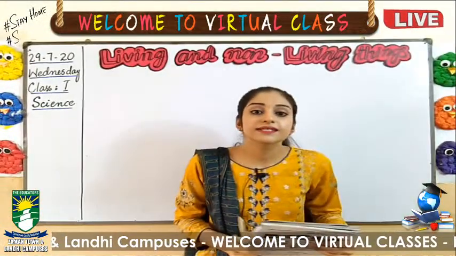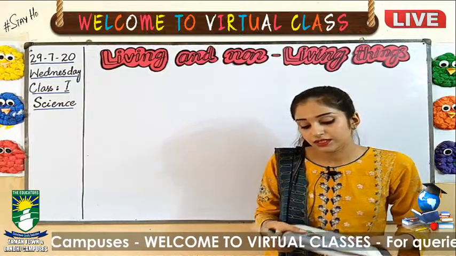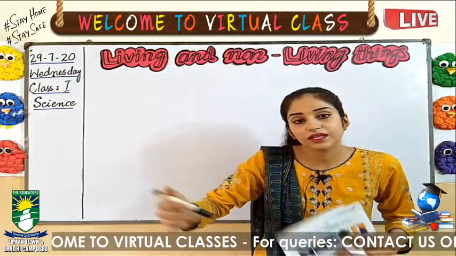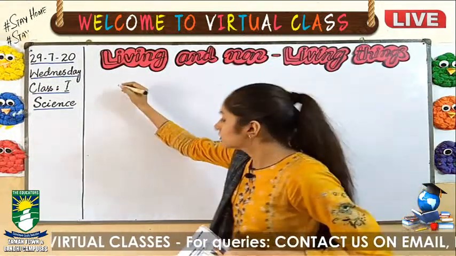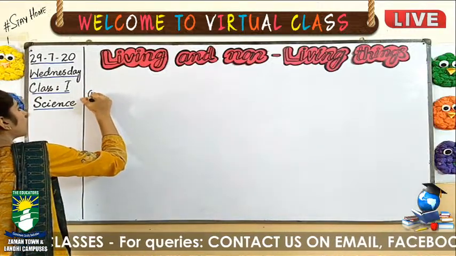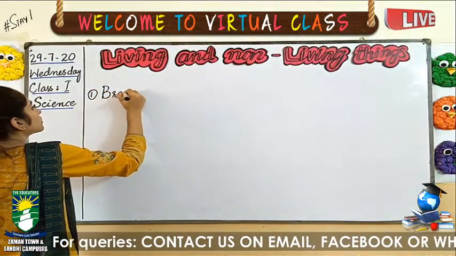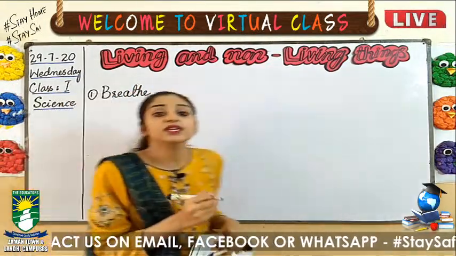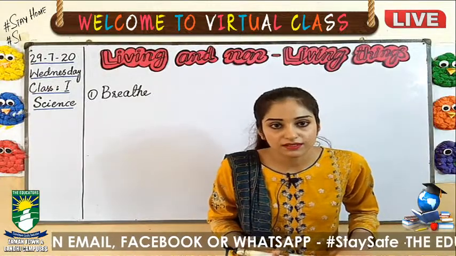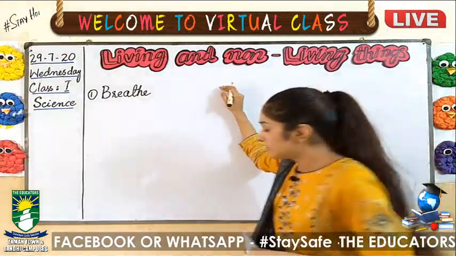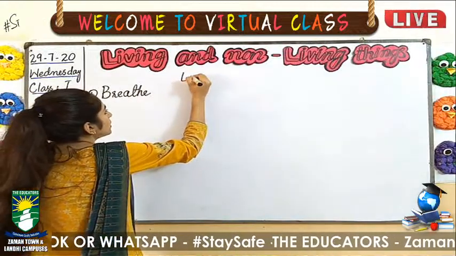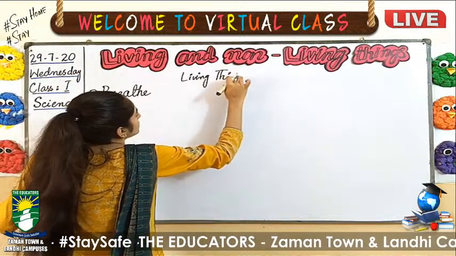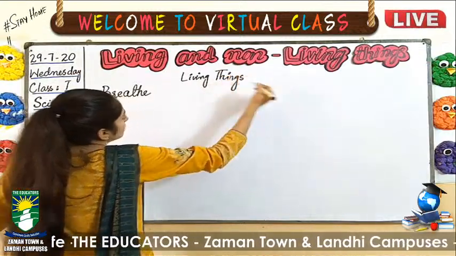Now here are 6 qualities or 6 features that they are telling us, with the help of which we can identify whether a thing is living or non-living. Number 1 is breathe. Who will tell me what is the meaning of breathe? Breathe means सांस लेना, to take breaths, right? Now, if I make 2 columns here, living things and non-living things.